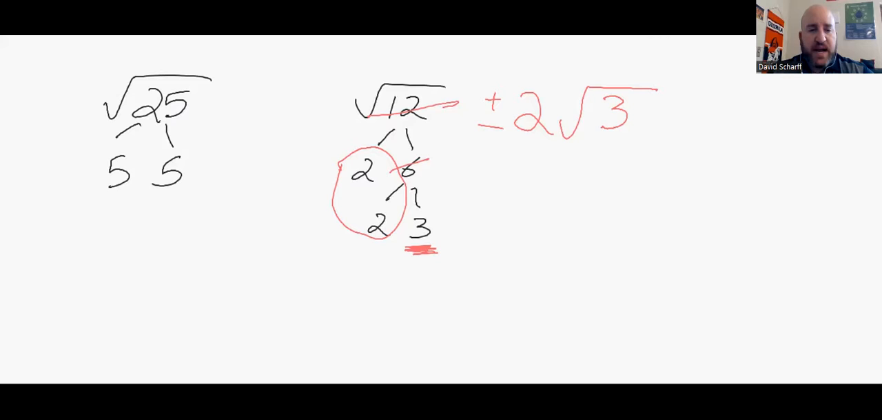So using our knowledge now, coming back here, I've got the pair of 5s. The 5 is going to go outside the house. There's no other single factors. So I actually don't have anything to put in here. So it's still just going to be plus or minus 5.